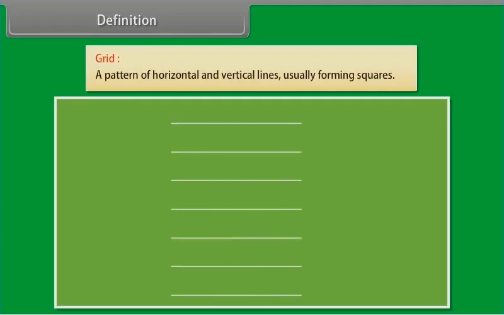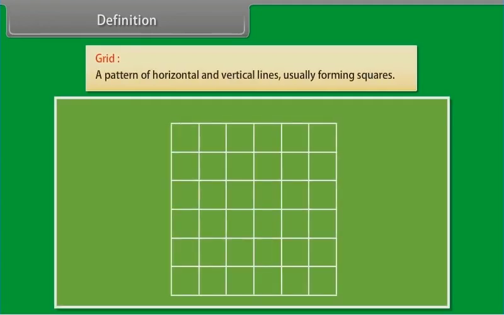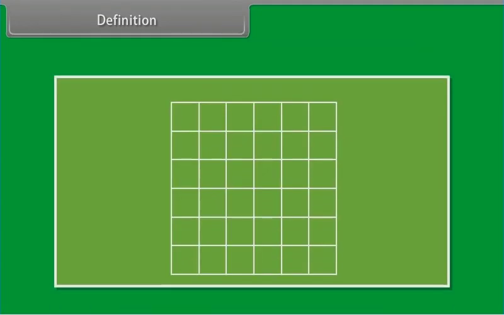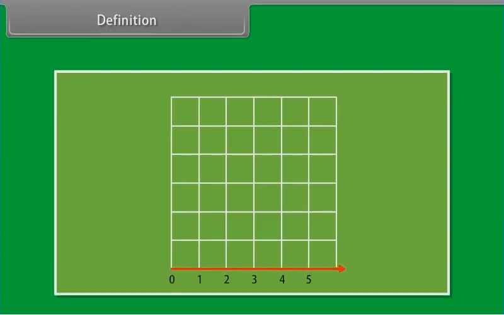Definition. Grid. A pattern of horizontal and vertical lines, usually forming squares. X-axis. A horizontal number line on a grid. X lies down horizontally. Y-axis. A vertical number line on a coordinate grid. Y stands upright or vertically. Coordinates. An ordered pair of numbers that give the location of a point on a grid.